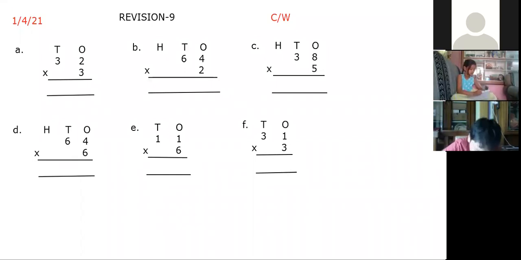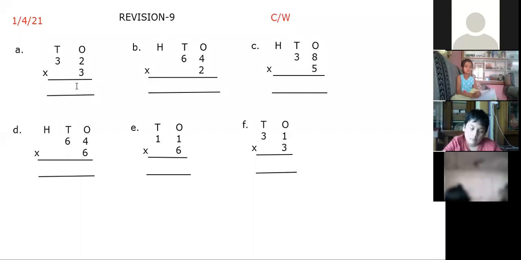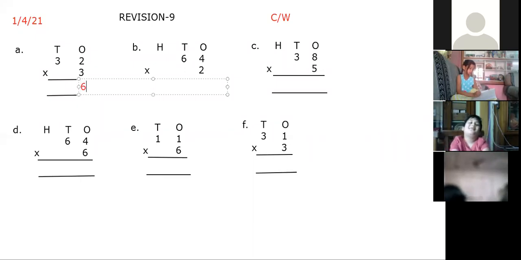Ganesh, unmute yourself and tell me, 3 2s are? 3 2s are 6. Very good. So 3 2s are 6. So we will write 6 in ones place.